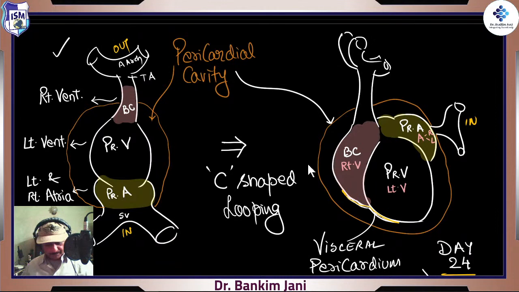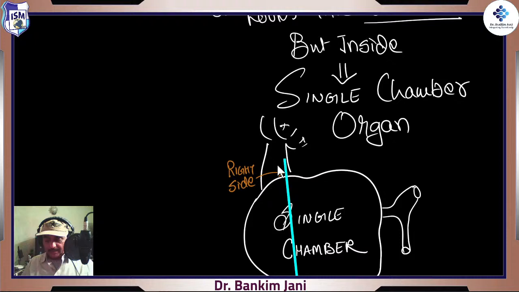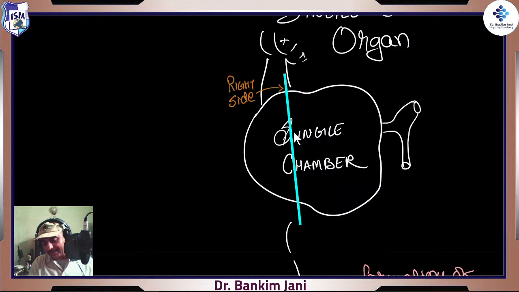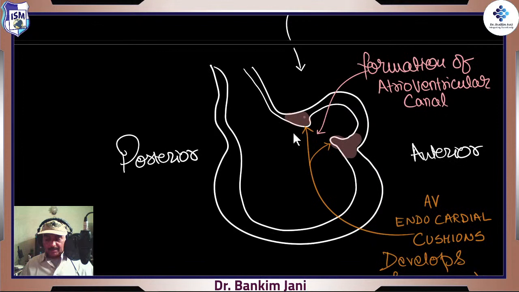So let's do something for that. When we take a section, right, this is now a rotated heart. We have taken a section, so we find that there are no walls, right? The construction was only from the outside; inside, it is just one big room, a single chamber. This is the point. This is a single chamber, right? Think of it like this.